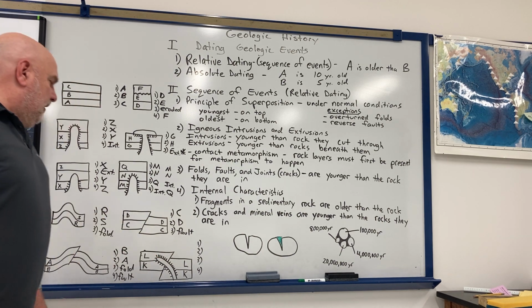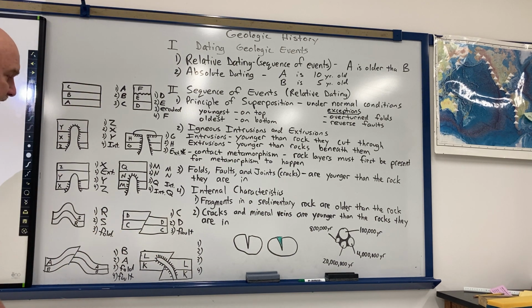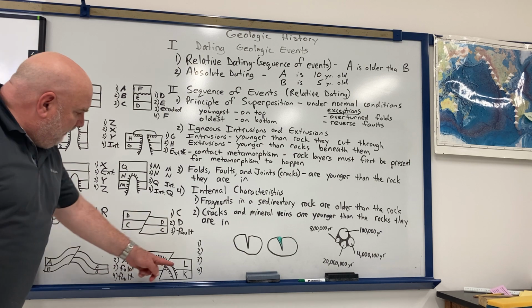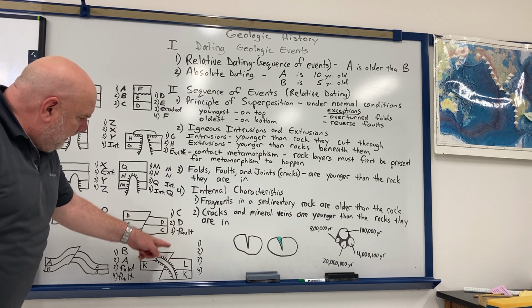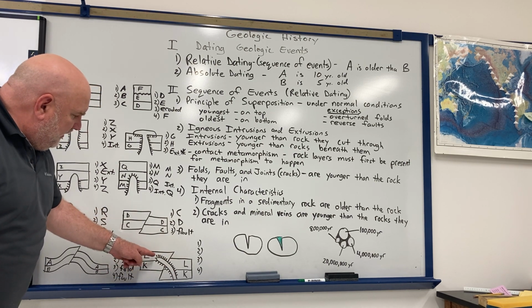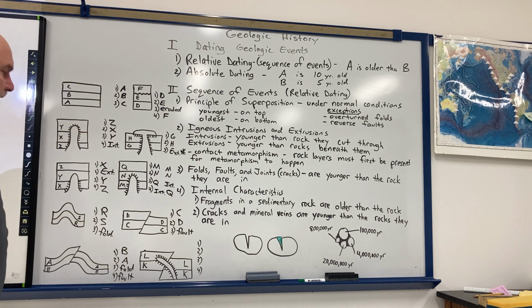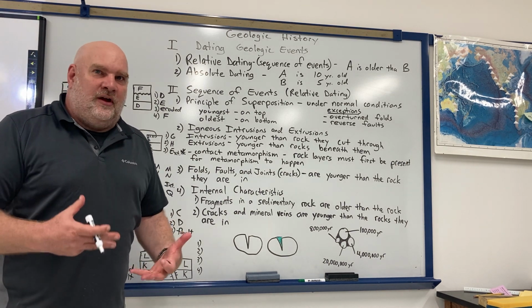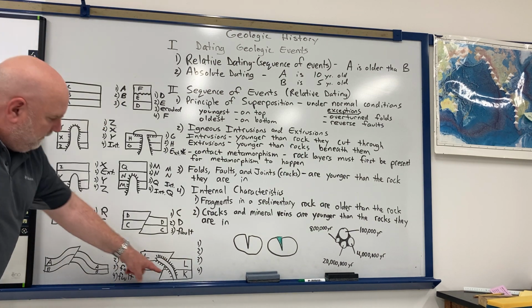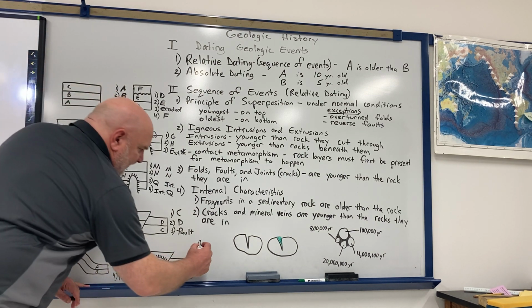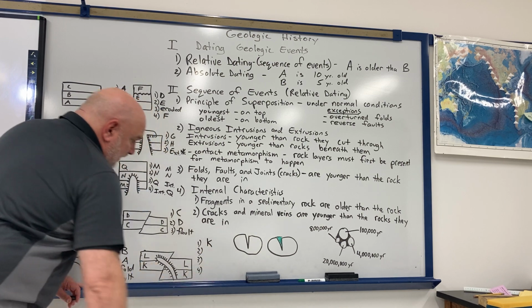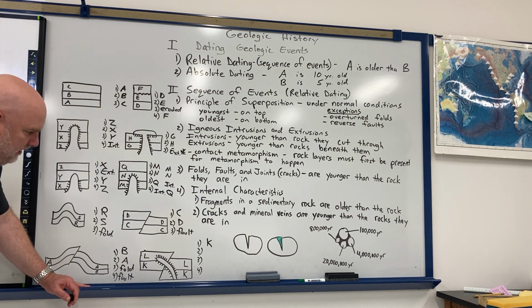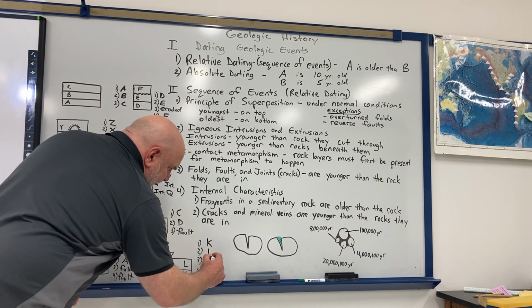All right, this one right here. I've got a few things going on there. I have the rock layers again, I have a fault, and I have an igneous something or other. Again, the rock layers have to exist first for stuff to happen to them. So the first thing that happened there was K. The second thing that happened there was L.